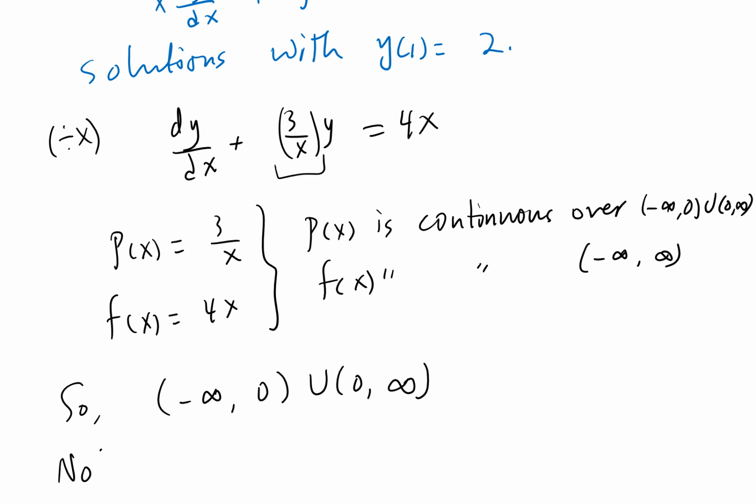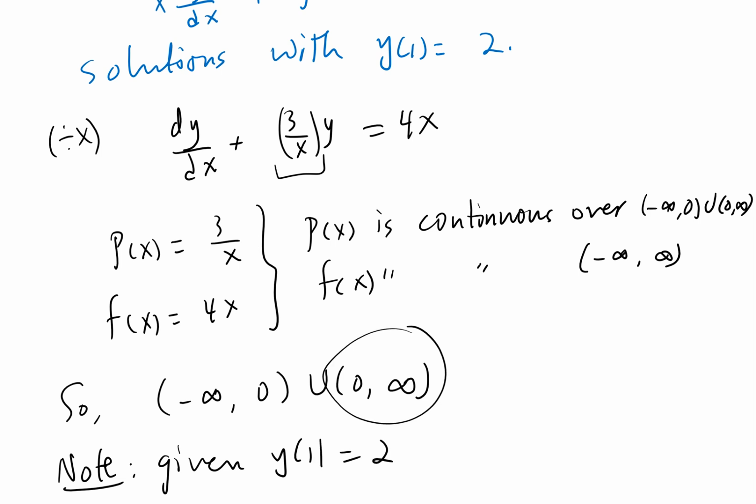Note, it's given that y of 1 is 2. So we are working only over this interval here. This tells us the interval that they're asking for is simply 0 to infinity. That's the interval for this given differential equation to have a unique solution. So always rewrite it in this form.